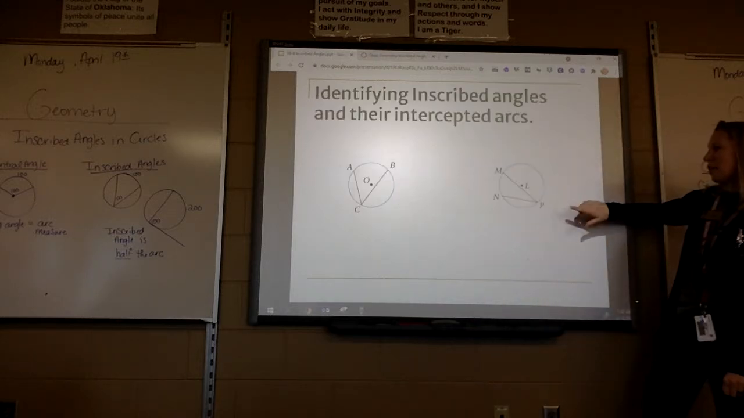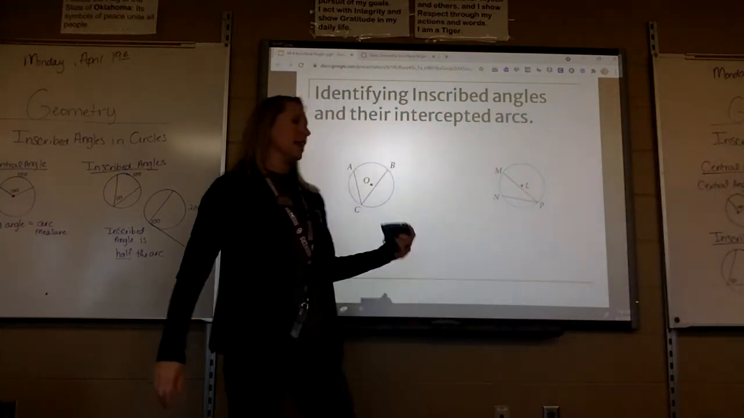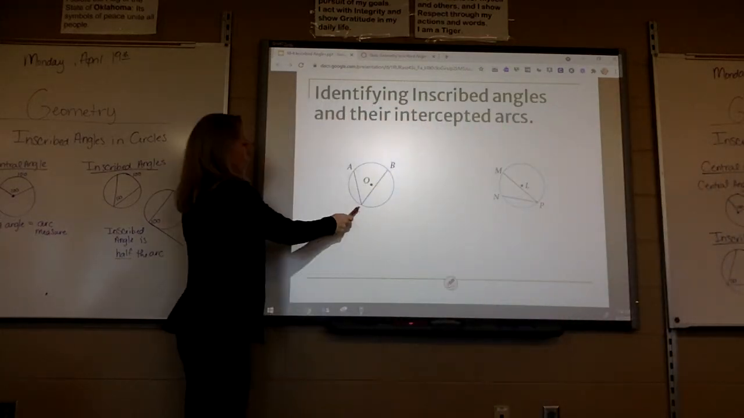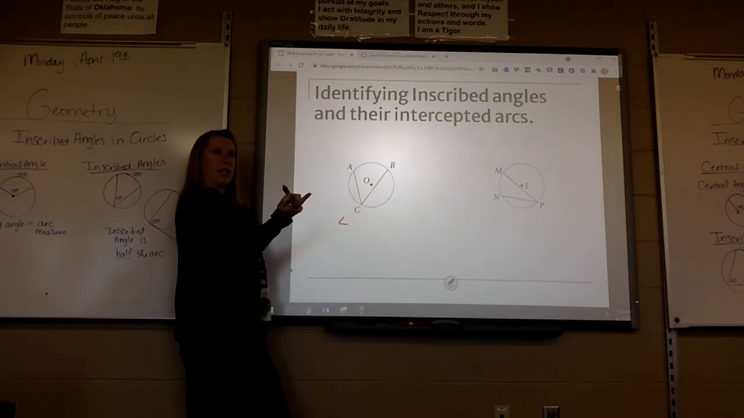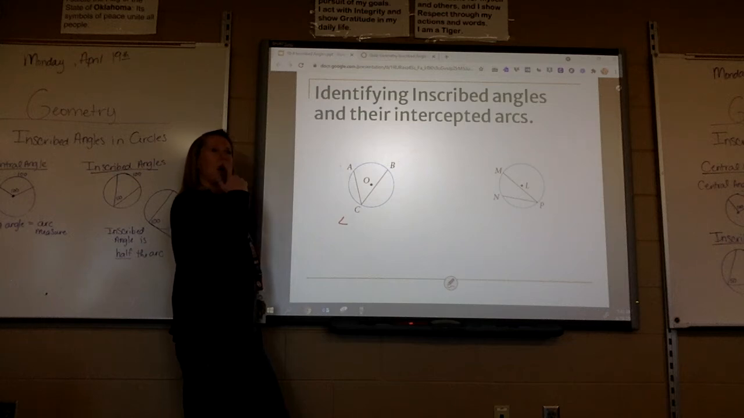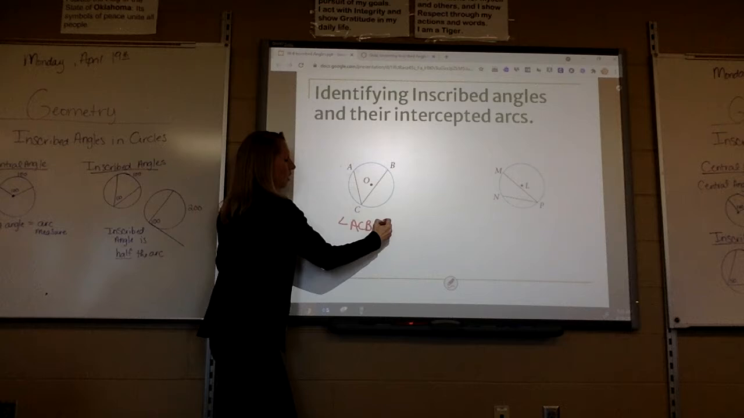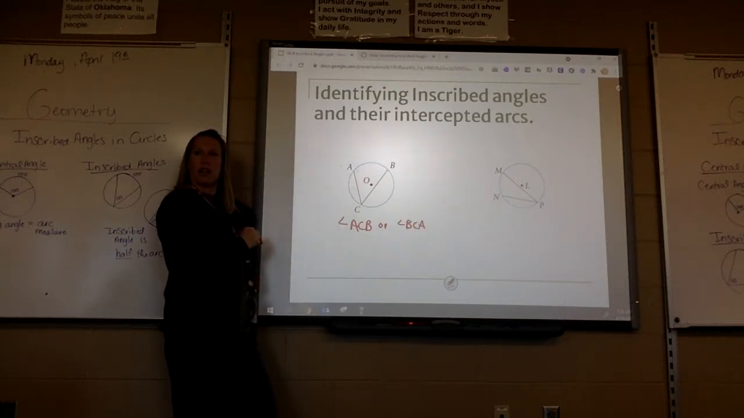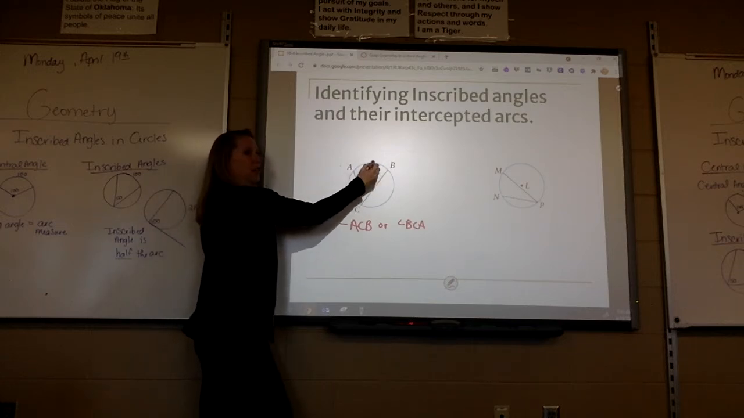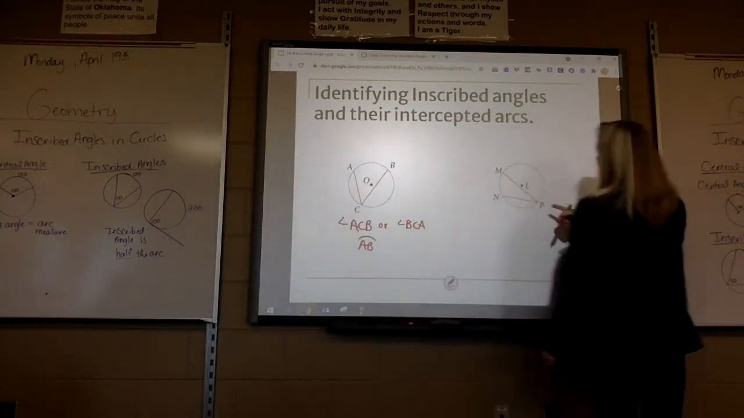So you're going to have some problems where you have to name the inscribed angle and the intercepted arc. How could I name this angle right here? C. I could name it angle ACB. I think you're going to have to name it in 3 letters on your assignment. So ACB or BCA. What arc does it go with? AB. Does everybody say it goes with that arc? AB or BA?